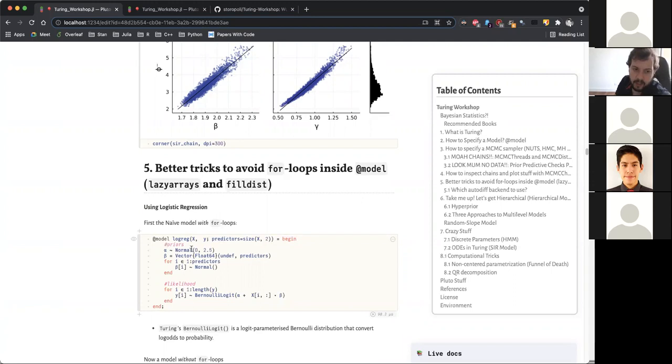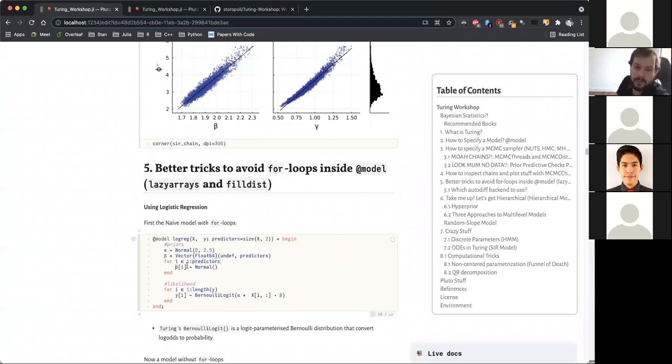I specify my priors here. I say, okay, alpha is a normal, mean 0, 2.5 standard deviation. And then I instantiate a vector of floats, undefined, with the size of our predictors, so with the size of the columns in the X matrix. And then I do the naive for loop. Okay, for every observation in one toward predictors.